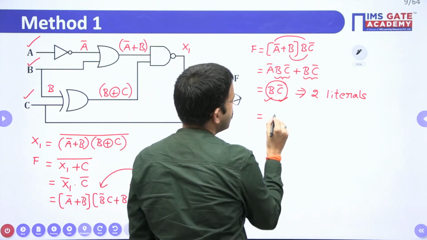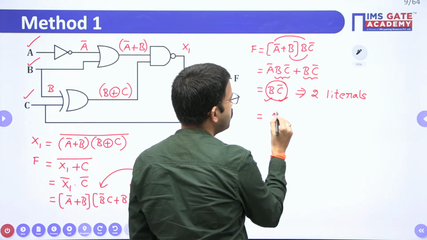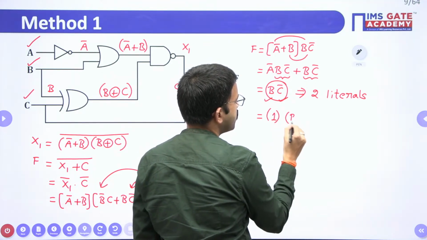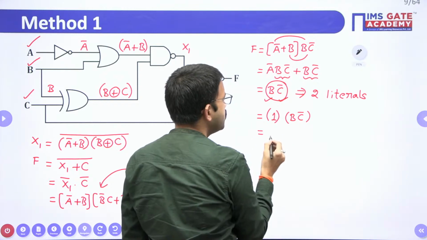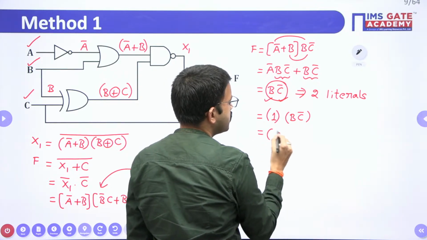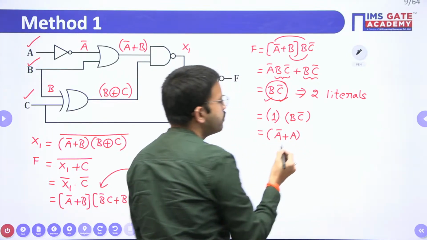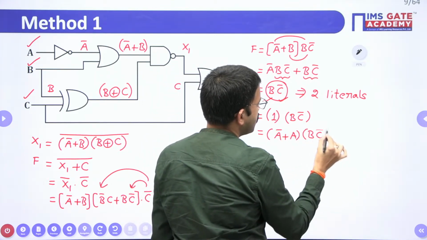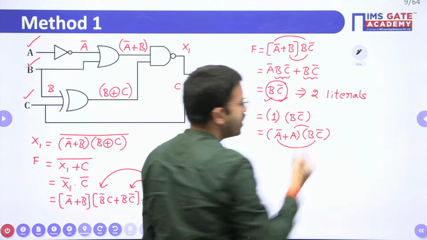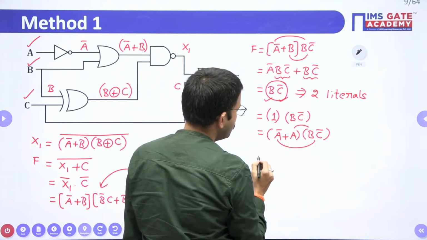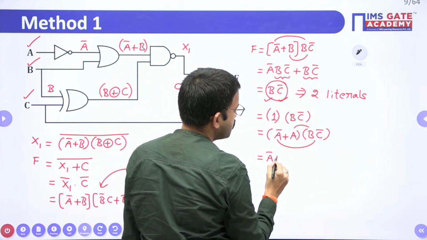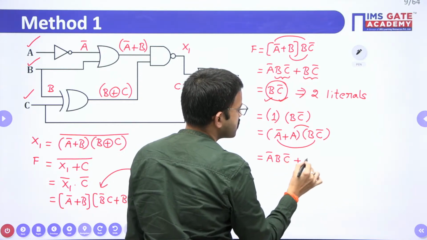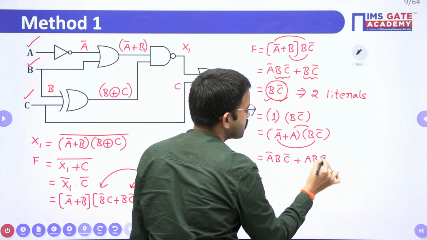So here variable A is missing, so I will multiply this particular product term with 1. After that, this 1 we can write as A bar plus A. A bar plus A is nothing but 1, right? Into BC bar. Now multiply A bar with this one, A with this one. Okay, so what are you going to get? A bar BC bar plus ABC bar.